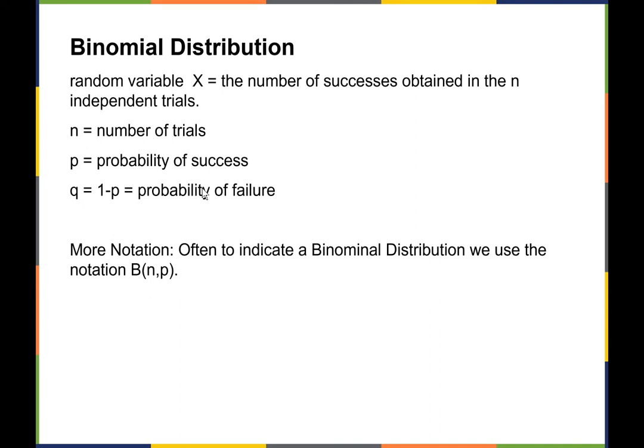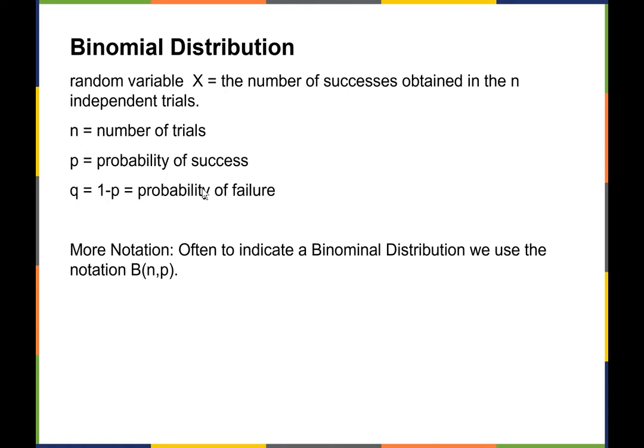Let's talk about the notation just a little bit. Remember, the binomial distribution is going to be a distribution on a random variable. We use capital X. And in this case, X is going to be the number of successes obtained in N trials. Okay, that's always going to be X for the binomial distribution. Again, N is the number of trials, P is the probability of success, and Q equals 1 minus P, the complement of success, which is failure.